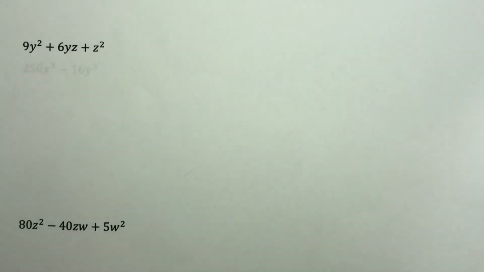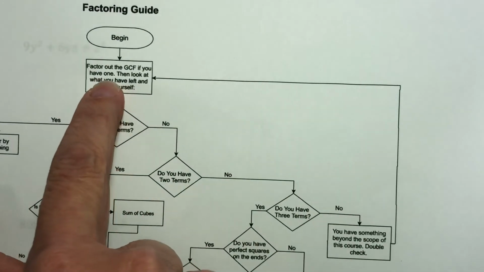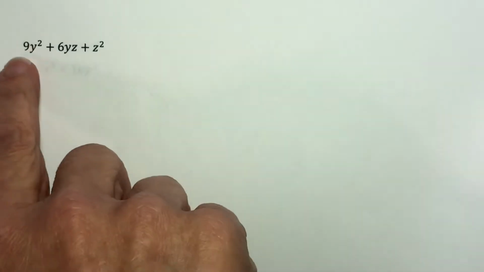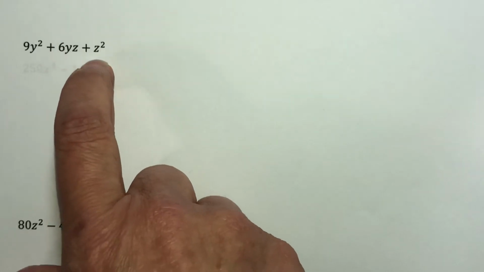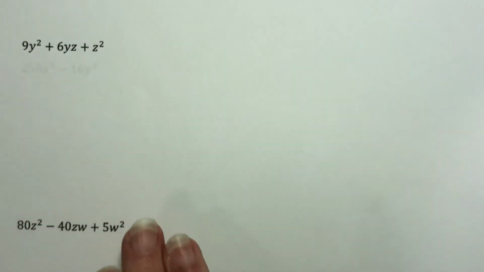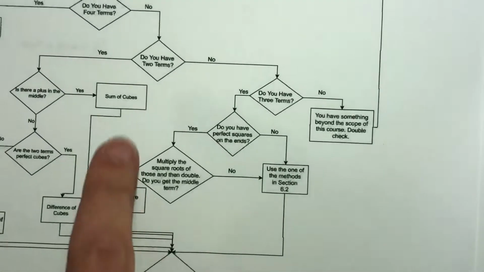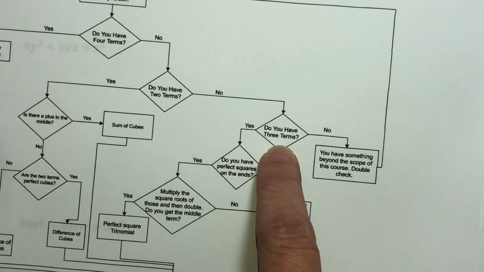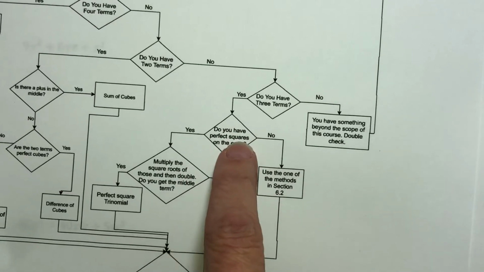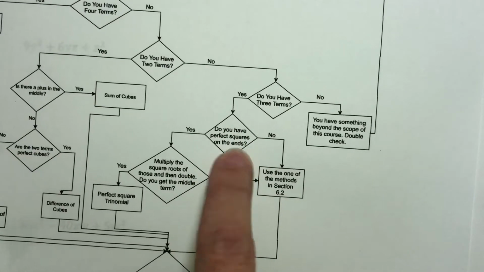Okay? So our first step is to factor out a GCF if we have one. I have a 9 here and no number here. I have a z here and no z here. So there's no GCF. I don't have 4 terms, I don't have 2 terms, I have 3 terms. So we get asked, do you have perfect squares on the ends?